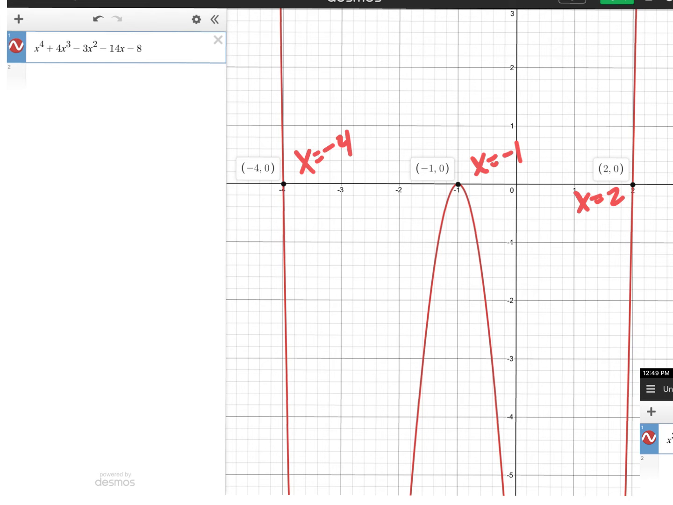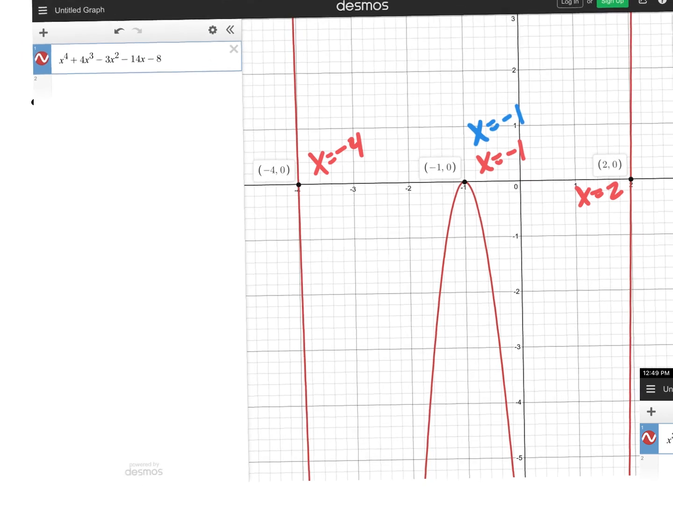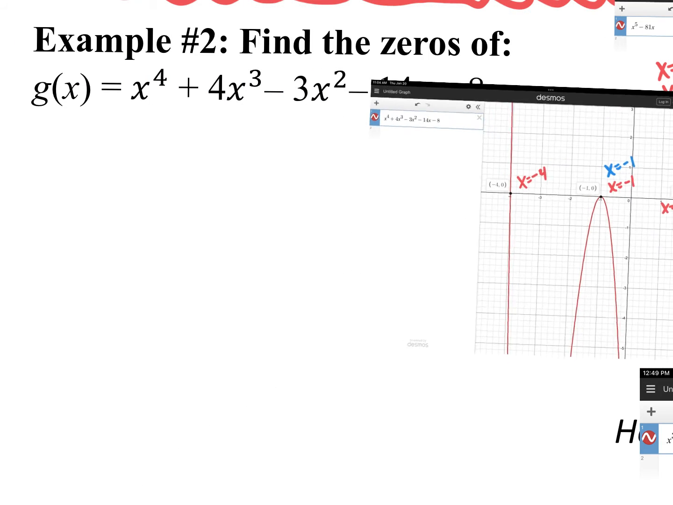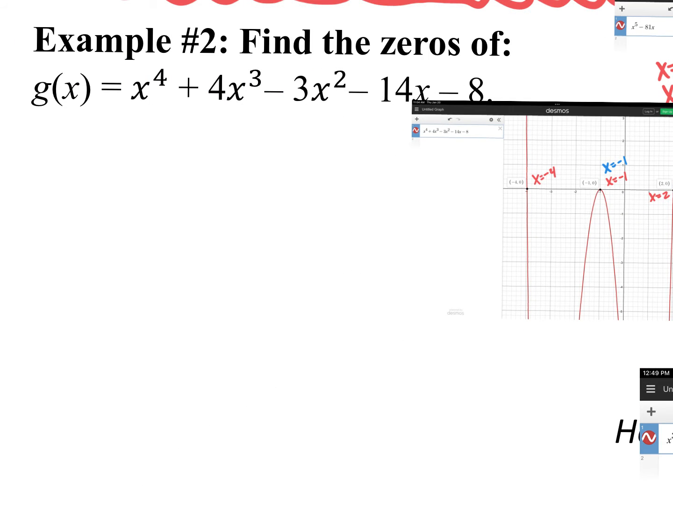So this x equals -1 is actually repeated in this problem. I'll show you in a little bit. But we're looking for 4 answers. The 4 answers are x equals -4, x equals -1, and x equals 2.